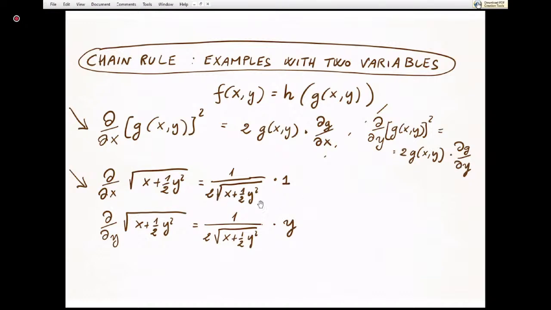So this is the result for this one, and the derivative with respect to y, the first factor in the derivative is exactly the same. Why? Because I'm just taking the derivative of the outer function with respect to its whole argument, okay? So the first factor is the same, but now I have to multiply by the derivative of the argument with respect to y, which is 1/2 times 2y, it is y. Clear? Okay.